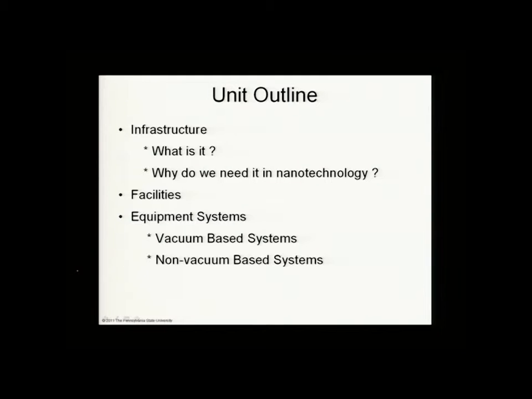We first discussed infrastructure. What is it? Why do we need it? And as you recall, in those lectures, we said, of course, we need infrastructure, we need facilities, we need equipment. We need to have some place to actually do the nanotechnology work, and that's the facilities. And then we need the wherewithal to actually do the production of nanostructures and the research with nanostructures, and of course, that wherewithal that we need is the equipment. And we discussed the fact that there are two types of equipment. Those types of equipment that are vacuum-based and equipment that is non-vacuum-based. And then we discussed in some depth, but as an overview, some examples of vacuum-based systems.